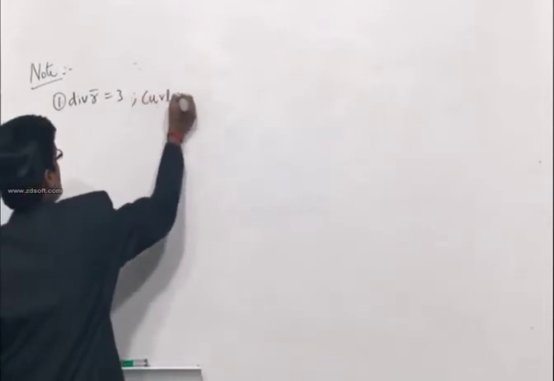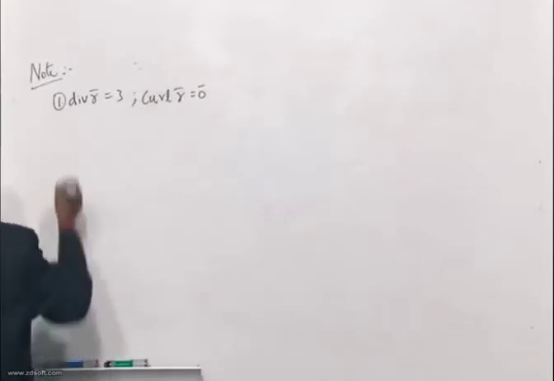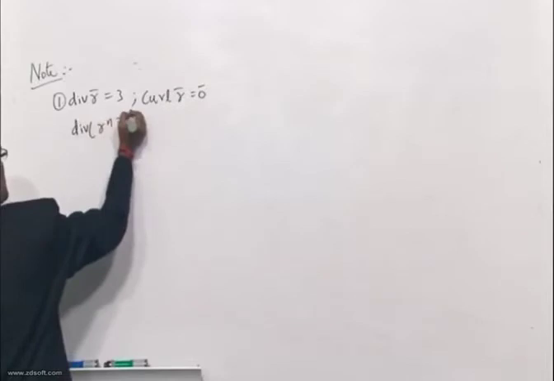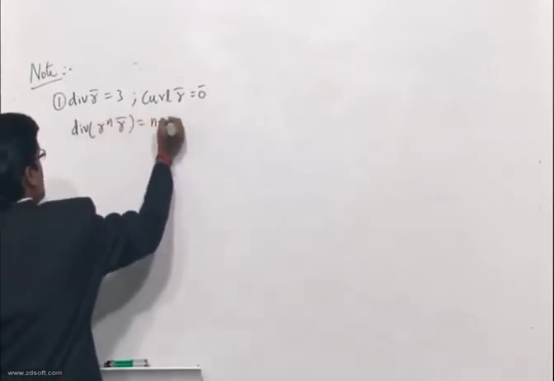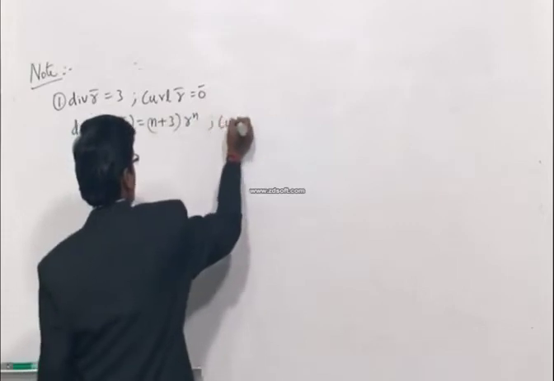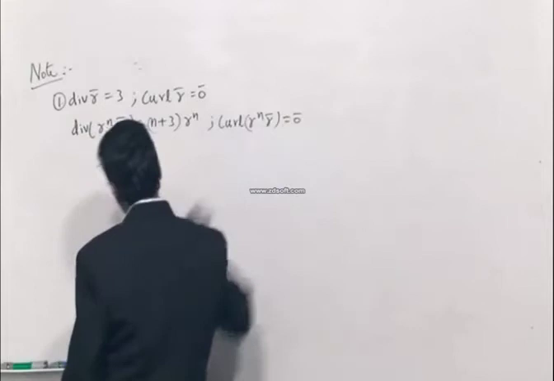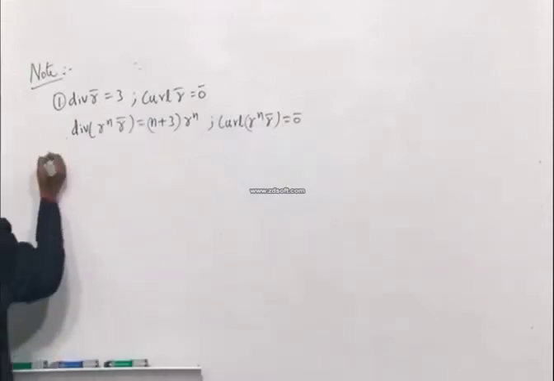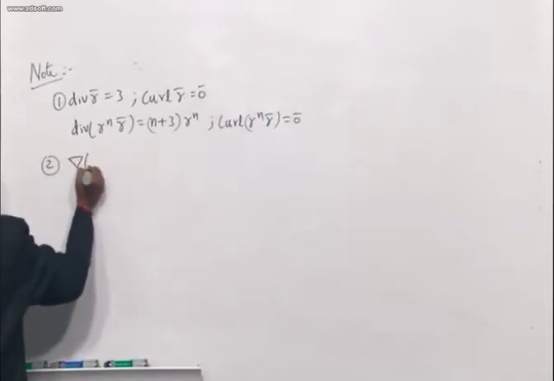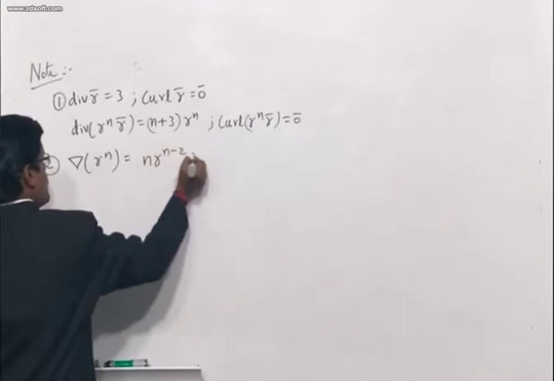Curl r bar is equal to 0 bar. Div r power n r bar is equal to n plus 3 r power n. Curl r power n r bar is equal to 0 bar. Del r power n, grad r power n is n r power n minus 2 r bar.